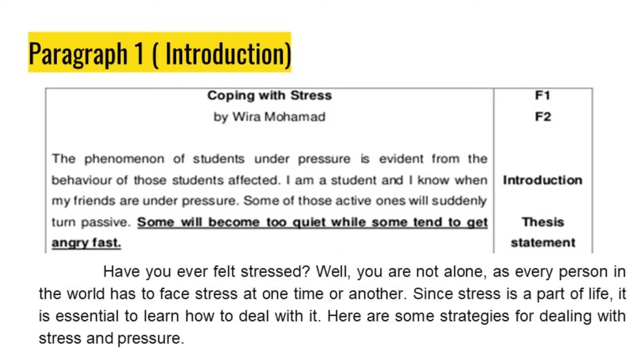The title is, Coping with Stress. Writer's name is Weera Muhammad. Then a sample of the introduction paragraph. The phenomenon of students under pressure is evident from the behavior of those students affected. I am a student and I know when my friends are under pressure. Some of those active ones will suddenly turn passive, some will become too quiet while some tend to get angry fast. Dear students, you can also write the introduction like this.